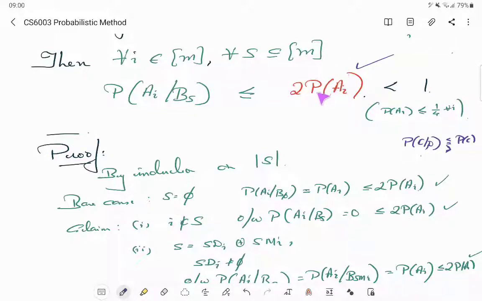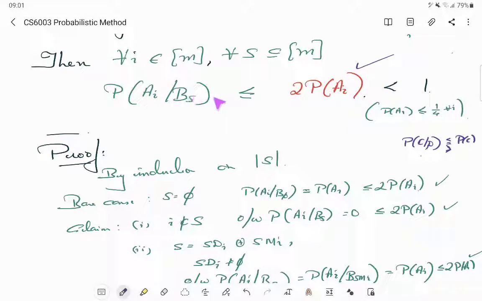Even though there could be a blow up, if we had upper bounded it by P of AI, without this 2, then we would say that AI has a negative dependence on the complements of the others. But that's not what we are saying. We are saying it can be larger, but it cannot be larger by too much, which means AI may be positively dependent on AJ complements, but not by too much.